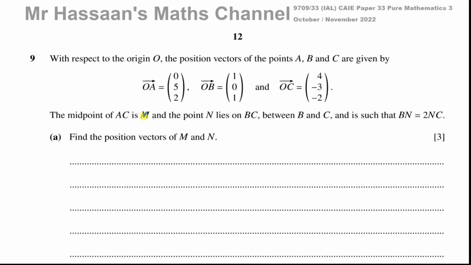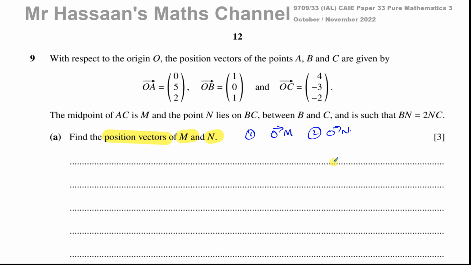It says the midpoint of AC is M and the point N lies on BC between B and C and is such that BN is twice NC. Find the position vectors of M and N. What they're asking us to find is basically the vector that takes us from O to M and O to N. Those are the two things we have to have written down to have answered this question.